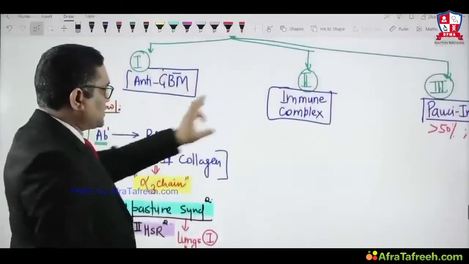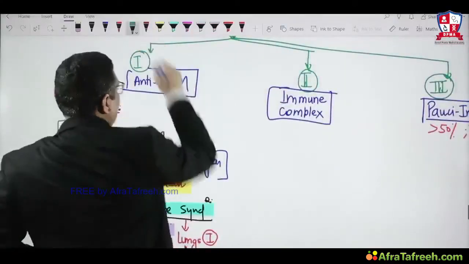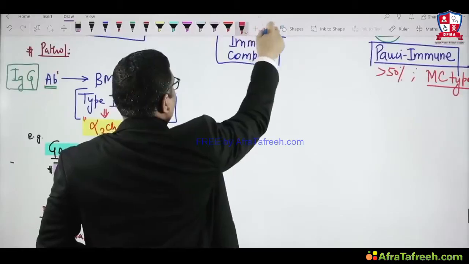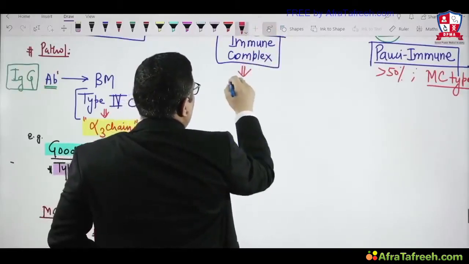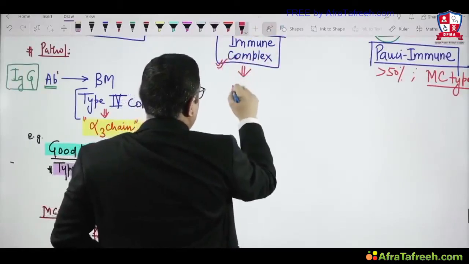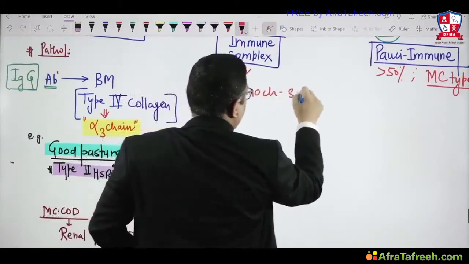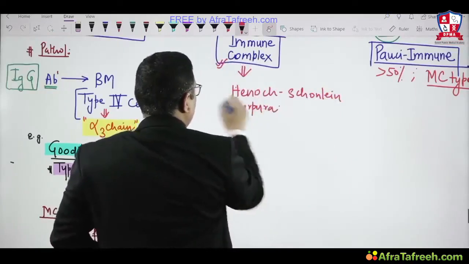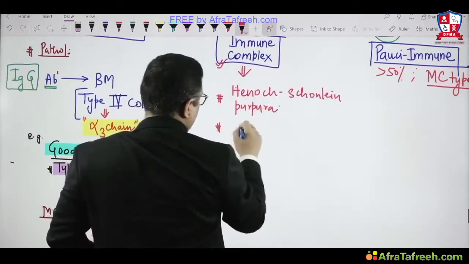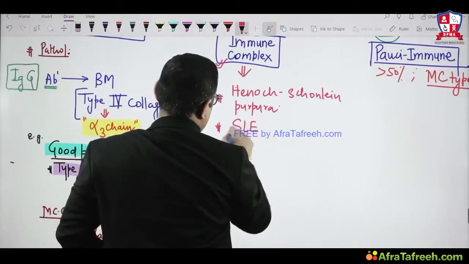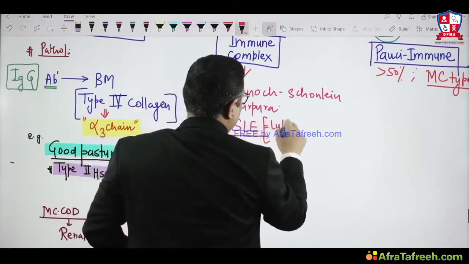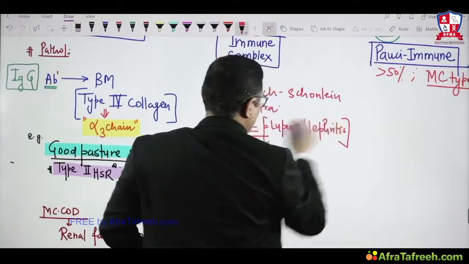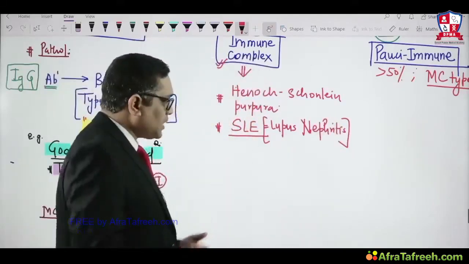Now look at the other one, the type 2, immune complex mediated. Because they are immune complex mediated, what are the conditions, the examples you will need to know for your examination? Number one is Henoch-Schönlein purpura, where you will see immune complexes. Another major important disorder is systemic lupus erythematosus, right? And here you will call it lupus nephritis, and we will discuss this lupus nephritis.